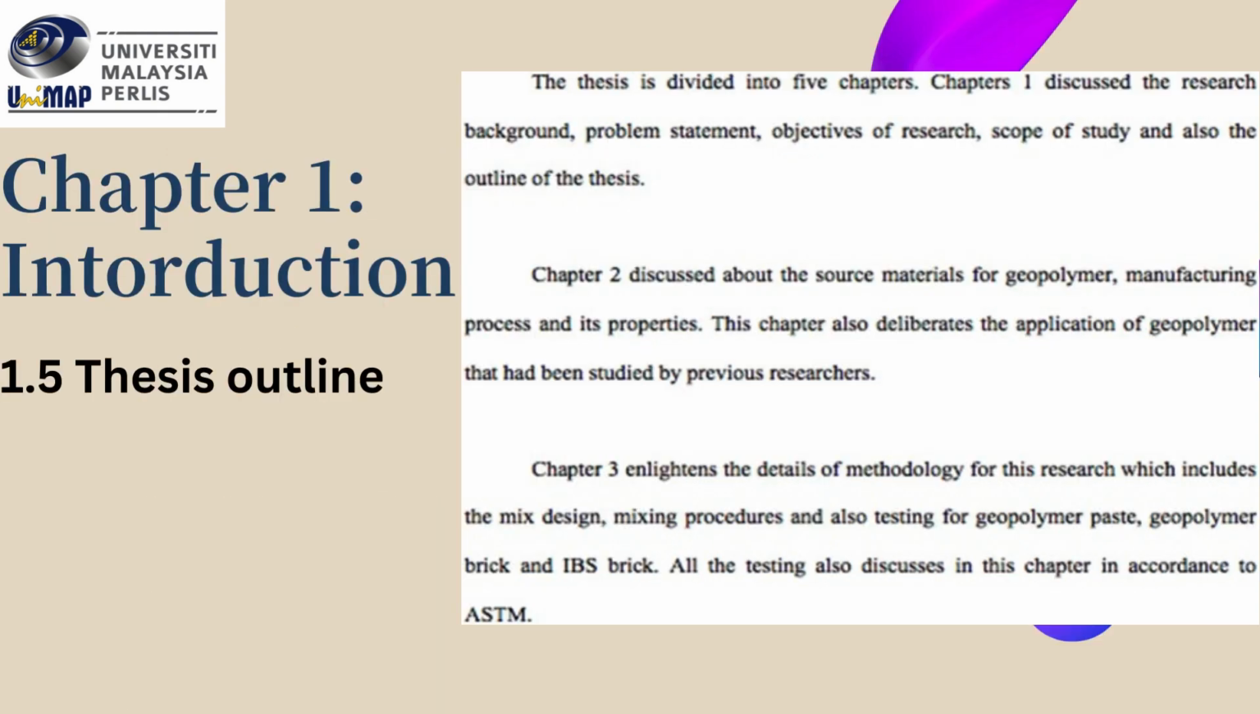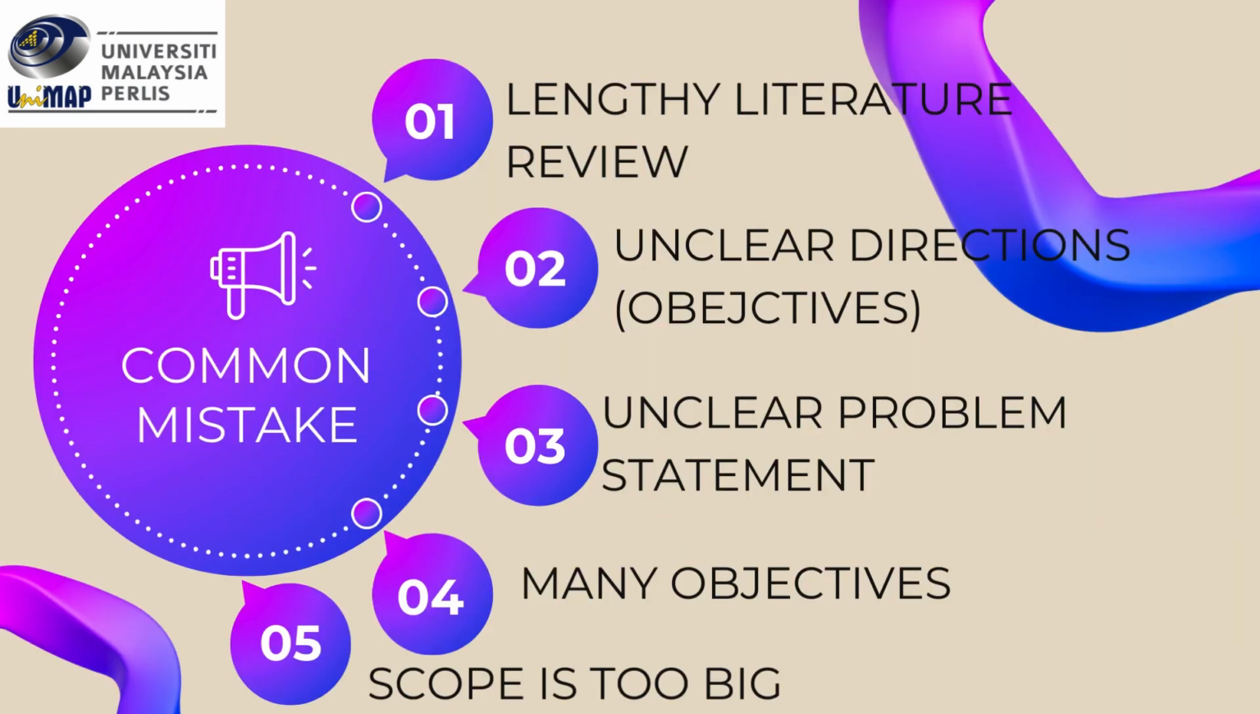In your thesis outline, explain briefly the contents of each chapter. Common mistakes in Chapter 1 are lengthy literature review, unclear directions, unclear objectives, unclear problem statement, many objectives, and scope that is too big.